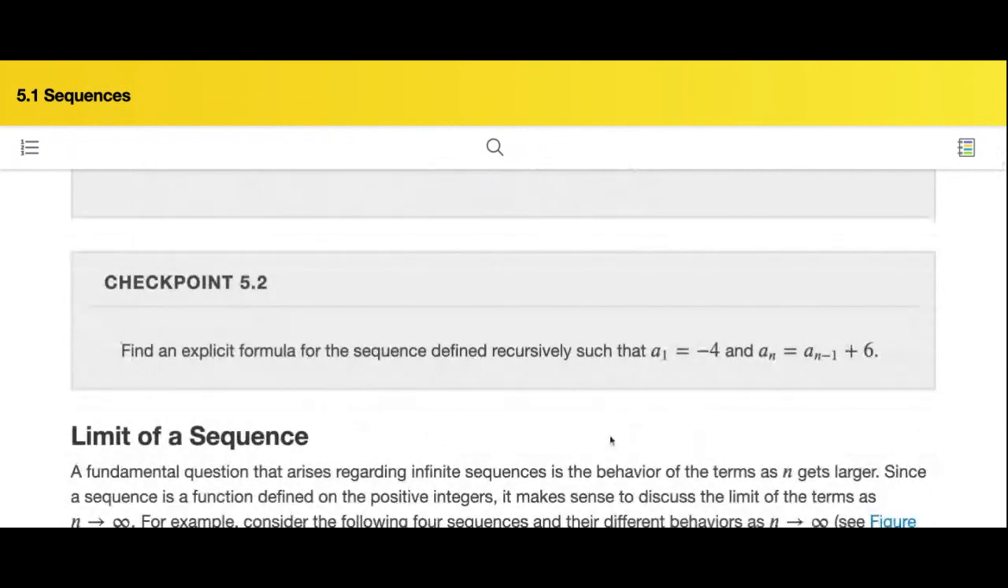All right, now you try 5.2. The first term is -4, and the nth term is the previous term plus 6. So it should come up with a linear function, right?